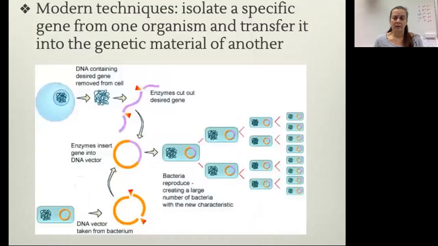Modern genetic modifications are different. They isolate a specific gene from one organism and transfer it using CRISPR, and they cut out a particular gene, they put it into the plant that they want. And so it's a much faster process. It is not random, or there's a lot less randomness to it than artificial selection.